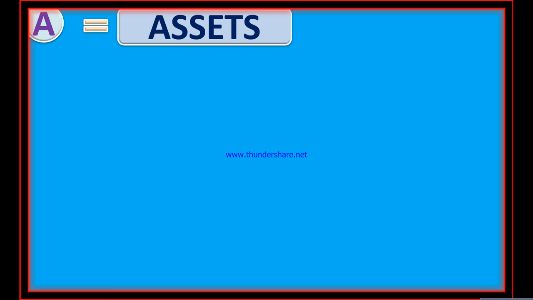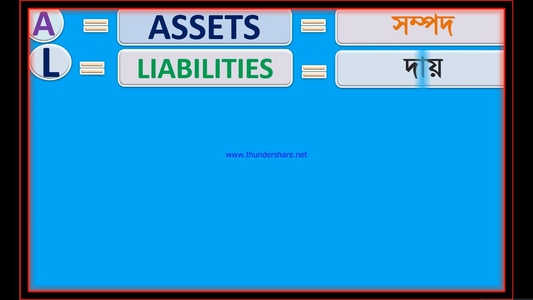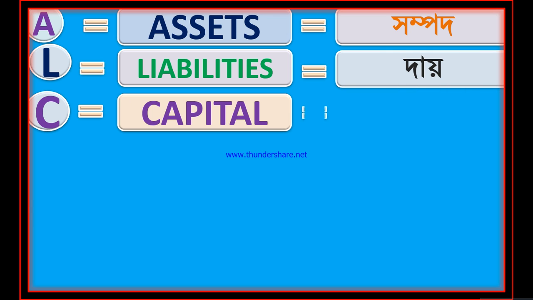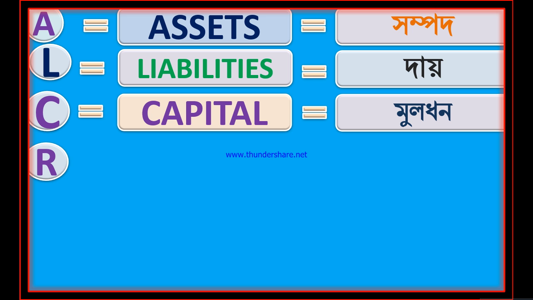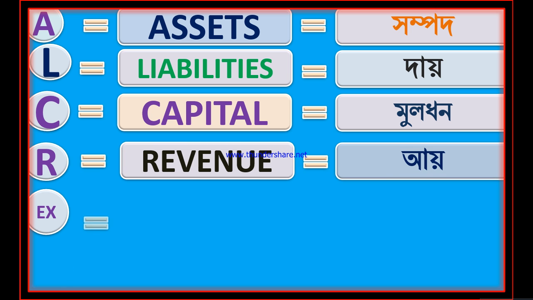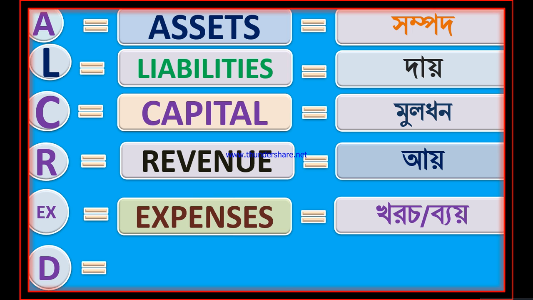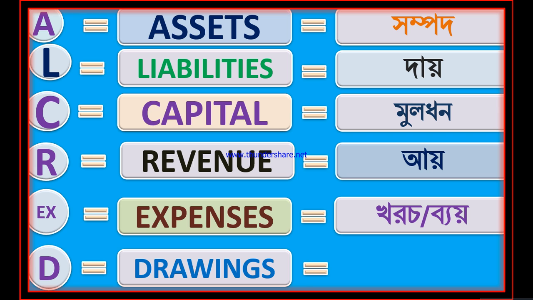So A equal to assets, L equal to liabilities, C equal to capital, R equal to revenue, EX indicates expenses, D equal to drawings. In case of the extended accounting equation, we have to explain the particular elements in this one.